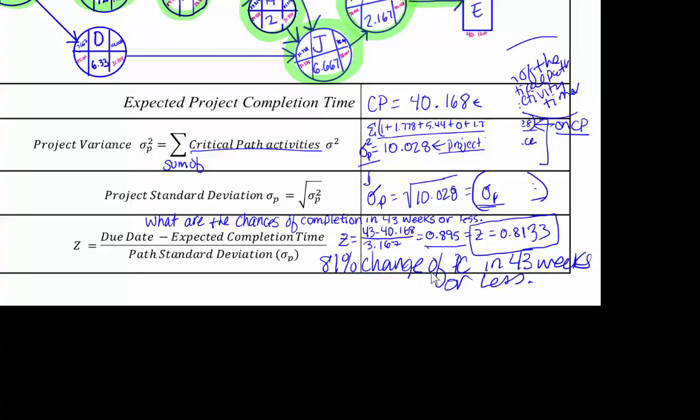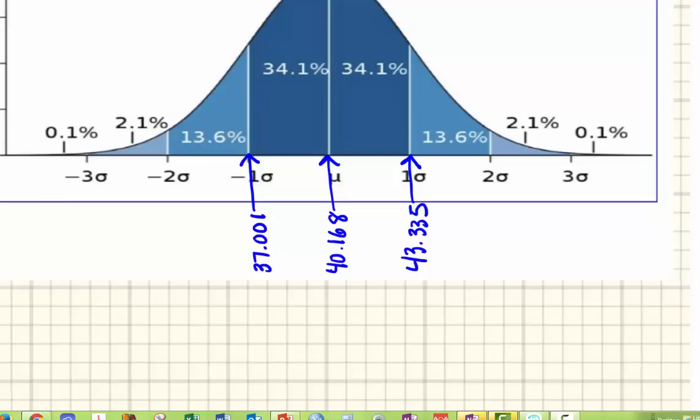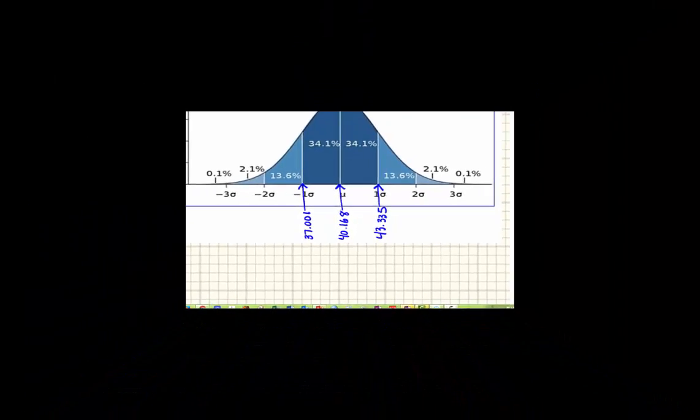Now, I'm going to also take some time to show you this graphically using the z-chart and the normal distribution. So let's go ahead and flip our attention over here to the z-chart. So when we look at this normal distribution, we know that 68% of the time our project is going to be done in between 37 and 43 weeks. So we add these two percentages together and we get that.